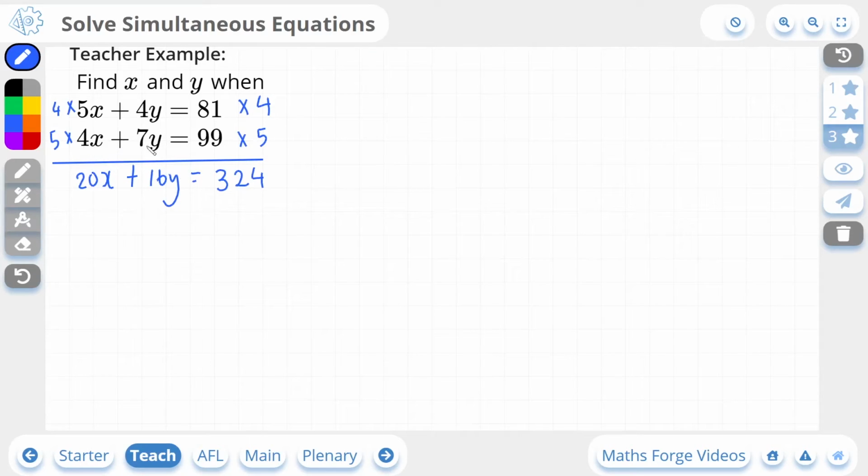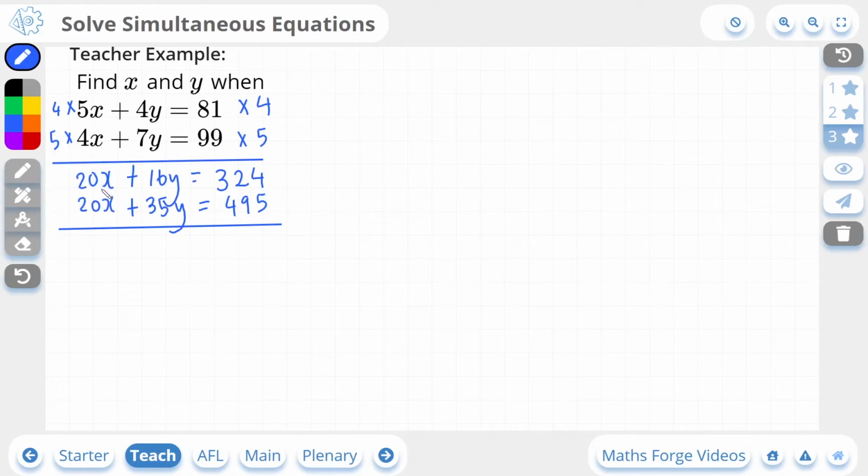Now for the second equation, 5 times 4x is going to give us 20x, and 5 times positive 7y is going to give us positive 35y. And 99 times 5 is going to give us 495. By doing this manipulation, by taking the coefficient of x for the second equation and multiplying it onto the first equation and doing the same for the first equation to the second equation, we end up having two equations now where our x variables are the same.